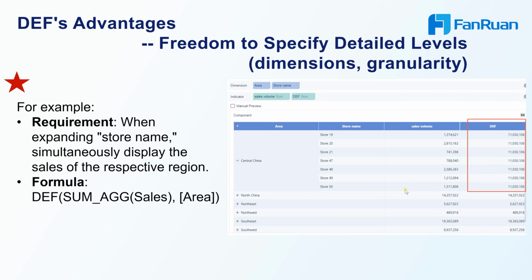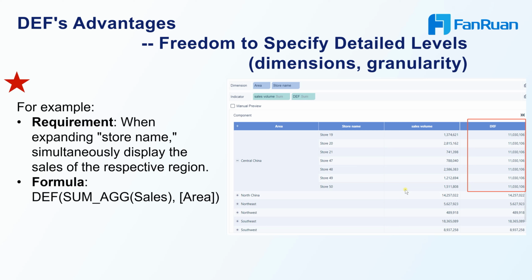So, what are the advantages of using define? You might wonder, isn't the same effect achieved in my group table? When I drag a dimension and place the indicators, isn't it just a summary calculation based on the dimension I dragged in? Hasn't FindBI already implemented this for me? So, why do I still need to use define?